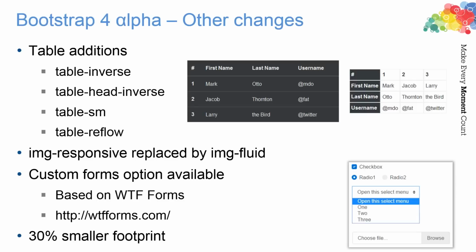And then one other thing that they've added is these new custom forms, which are completely optional, but they give a nice Bootstrap look and feel to elements like the checkboxes, the radio buttons, the drop-down combo boxes, and the file uploads, and so forth. So this was a side project of one of the co-creators of Bootstrap. It was called the WTF forms, and they decided to roll those in as an optional element in Bootstrap 4. So you can make use of those in your Bootstrap 4 applications.